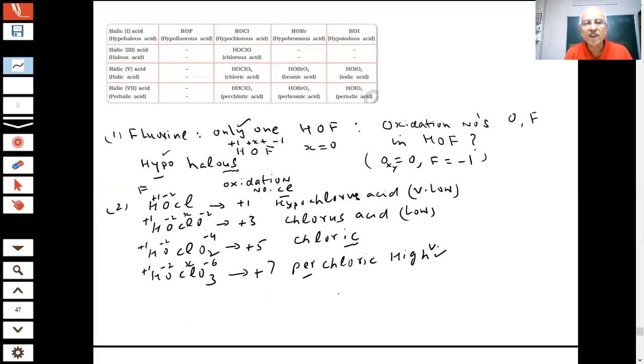Then in the exam, perchloric acid will be what? HOClO3. Chloric acid, HOClO2. Chlorous acid, HOClO. And hypochlorous acid, HOCl.